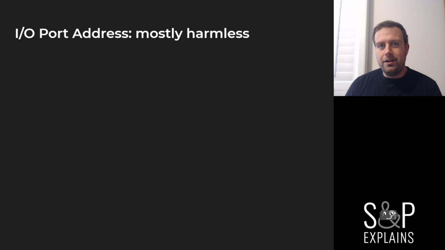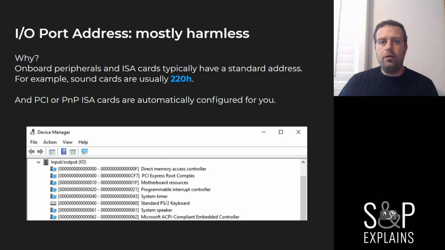I/O port address, on the other hand, I would consider mostly harmless, and that's for a couple of reasons. Onboard peripherals and ISA cards tend to have a standard address, so an ISA sound card is often found at address 220. So as long as you don't have two of the same kind of card, then you usually don't have conflict. And then PCI cards are automatically set up for you, so you don't have any issues there.